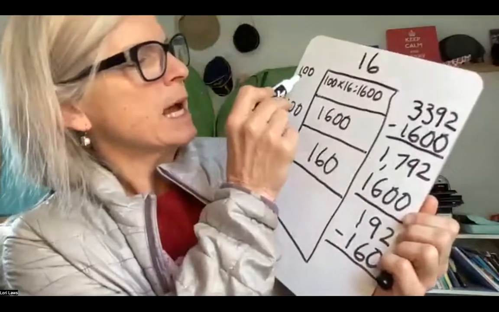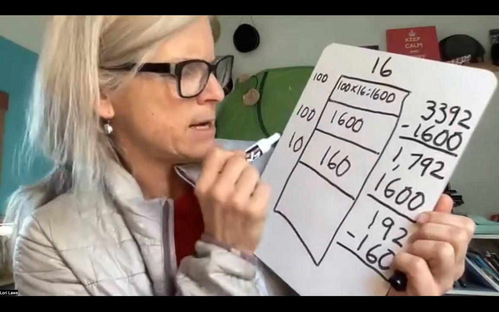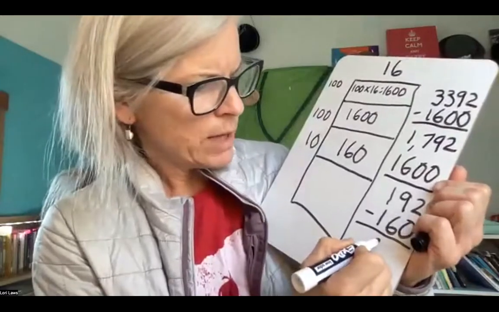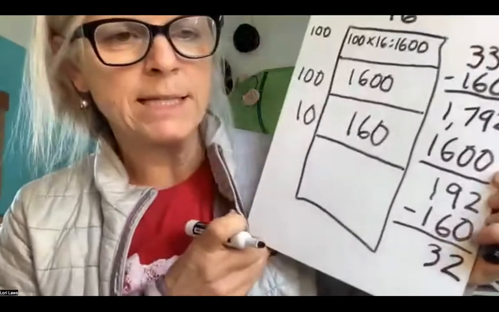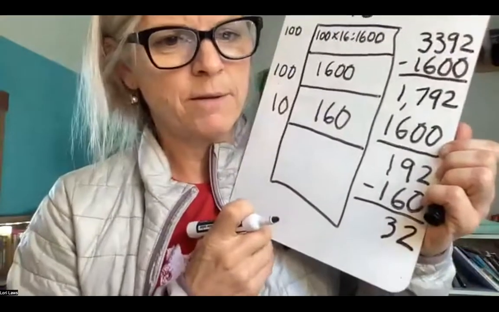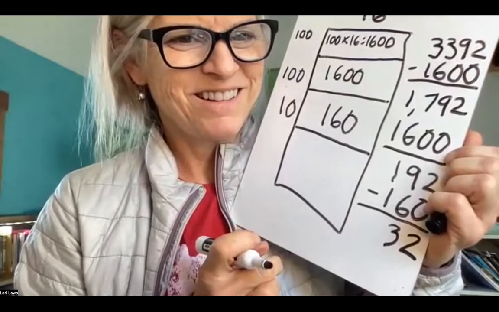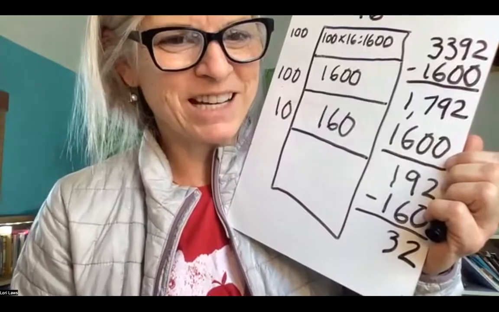So this is like saying 100 groups of 16 is 1,600. 100 more groups of 16 is 1,600. 10 groups of 16 is 160. Oh, I only have 32 left. Ooh, does anybody know how many 16s there are in 32? How many are left over? Anybody? Anybody? I'm going to share my screen again.